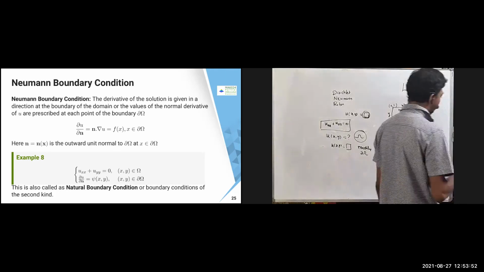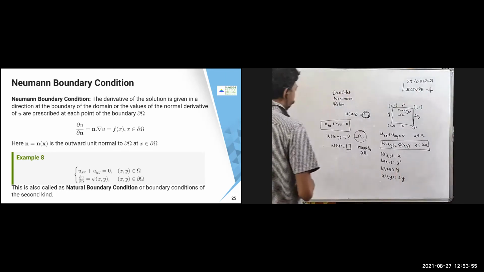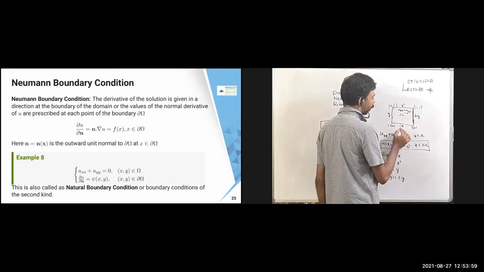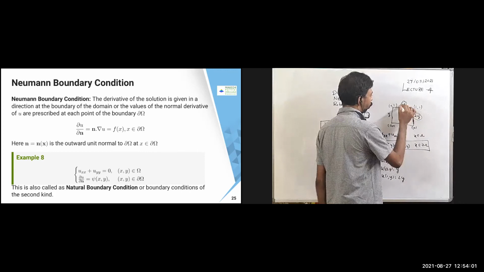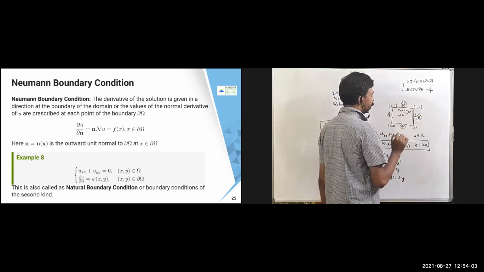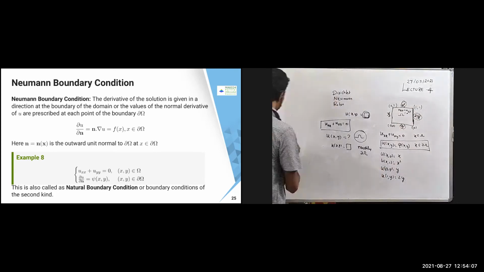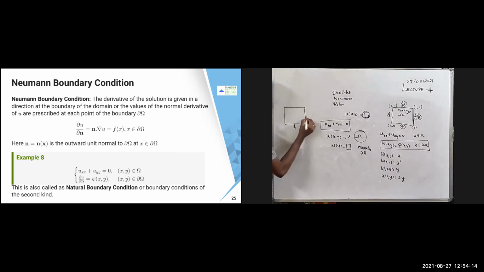Now next one is called Neumann boundary condition. In Neumann boundary condition, what you know is that you don't know the exact thing. You don't know the exact values. It is not known to you. Okay, in the Neumann boundary condition, these are not known to you. Instead, suppose I have a domain, the same domain. Instead of this exact thing, what I'm going to do is calculate the normal derivative. The normal derivative is this one.